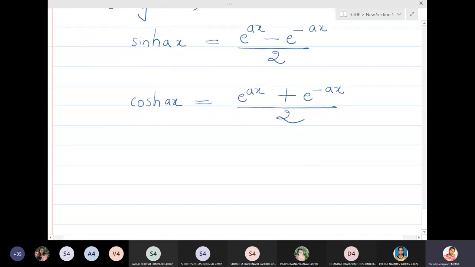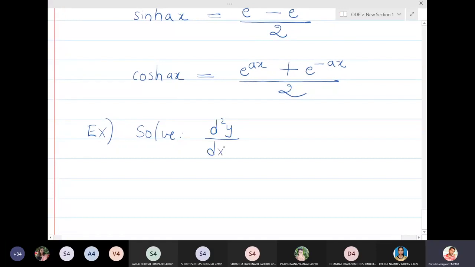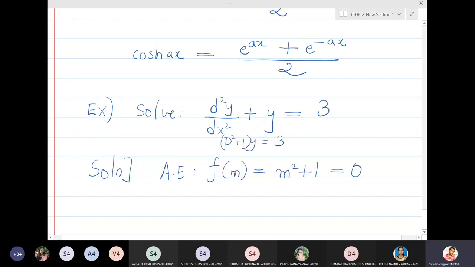See now, what is the use of this exercise? Solve d2y by dx square plus y is equal to 3. Let us solve this. So the auxiliary equation, I'm going faster, is d square plus 1 y equals 3, so the auxiliary equation is m square plus 1 equal to 0.